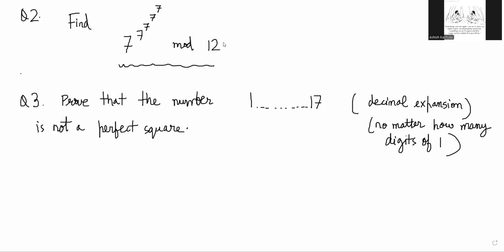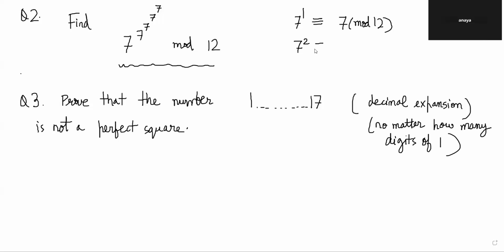You need to think of powers of 7 first. So focus on the first number, 7 here, and let's think of powers of 7 mod 12. 7 power 1 is congruent to 7 mod 12, right? 7 power 2 is what? 1 mod 12, right?